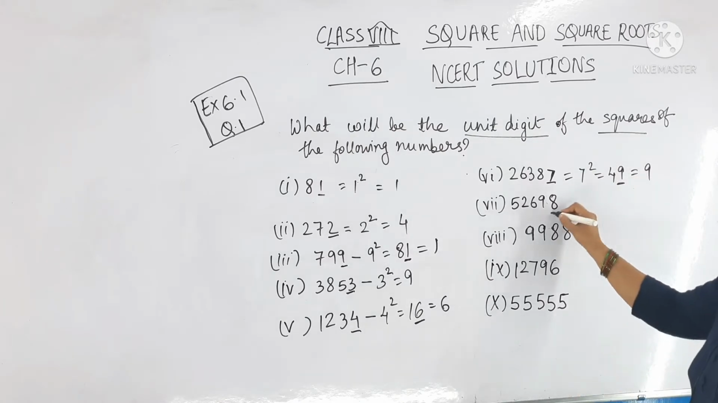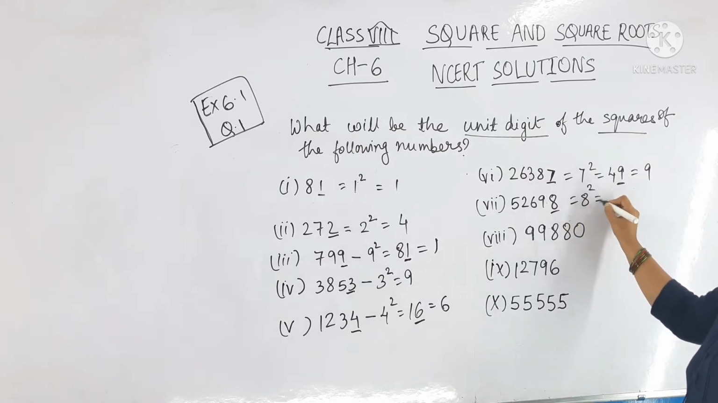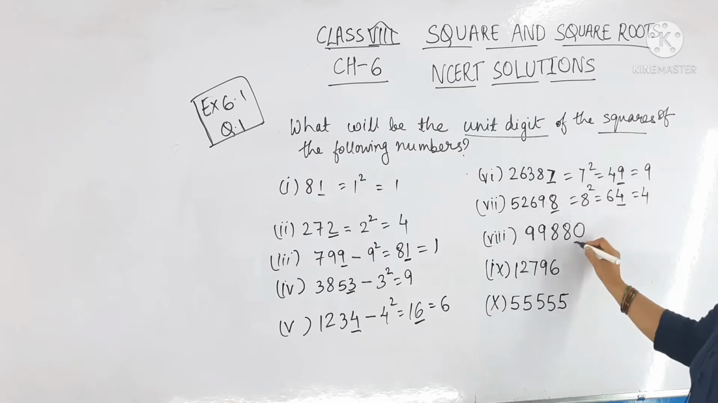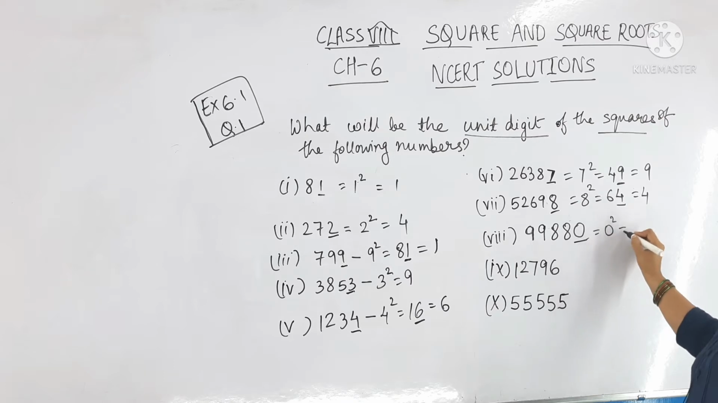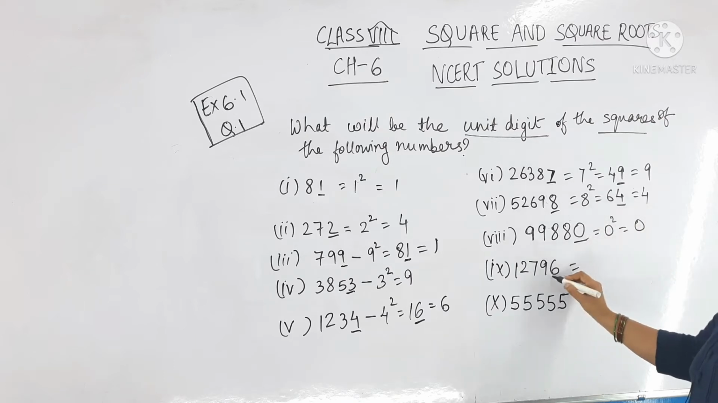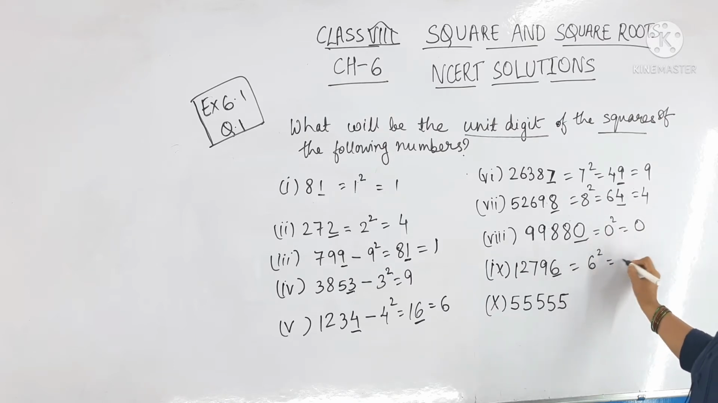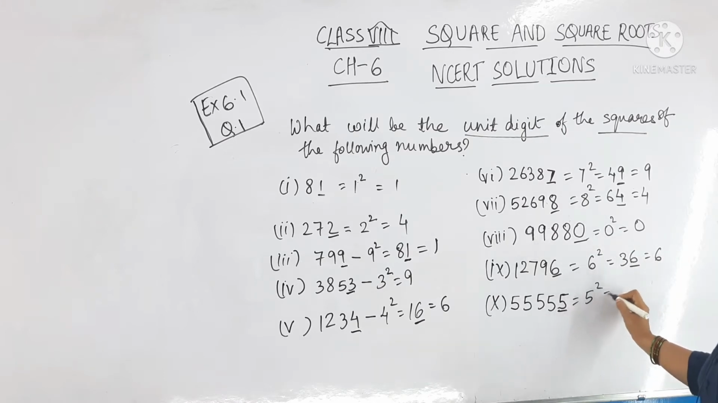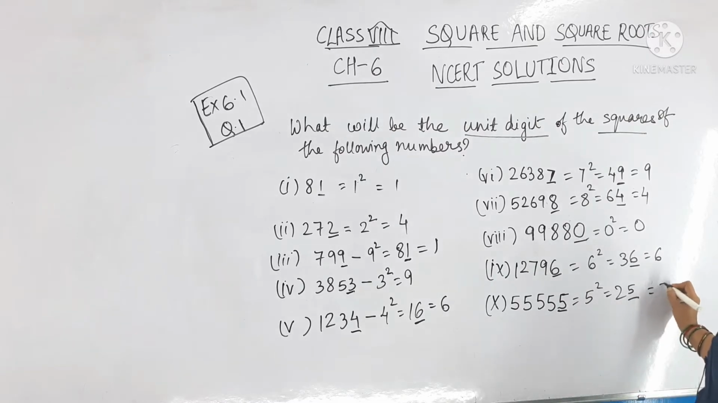Okay, here 8 square, 8 8s are 64, so 4. Here 0 square, that is 0. 6 square, 6 6s are 36, so 6. Okay, 5. Here 5 square means 25. The units place is 5. So this is the solution for question number 1.